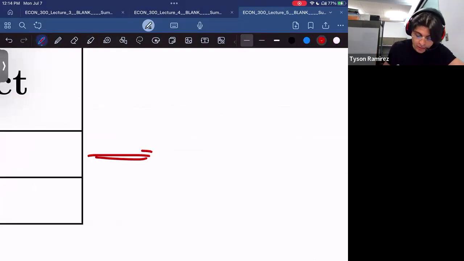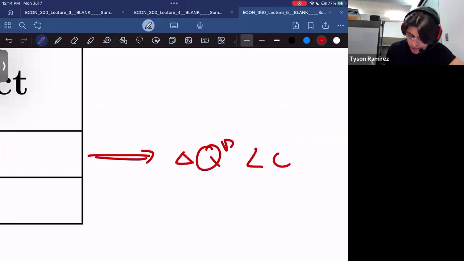So clearly, the change in quantity demanded is going to be negative. It's going to be less than zero. All right.